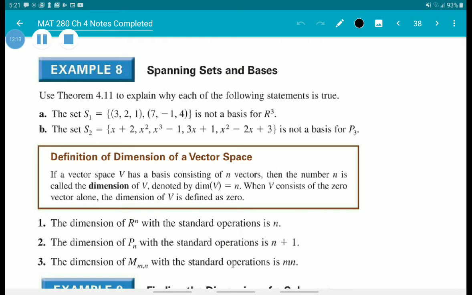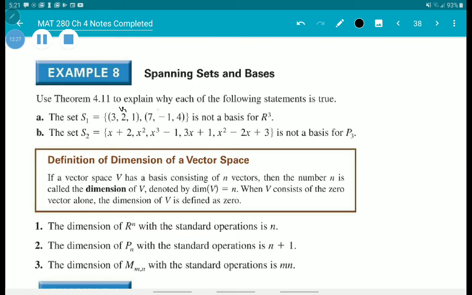So let's use those ideas to look at example 8. And A is talking about the set that consists of these 2 vectors. I'll call them V1 and V2. And they're asking you to explain why this is not a basis for R3. Well, we know R3 must have 3 vectors. And since we have to have 3 vectors, but they've only given us 2 in this set, there's no way this could be a basis for R3.